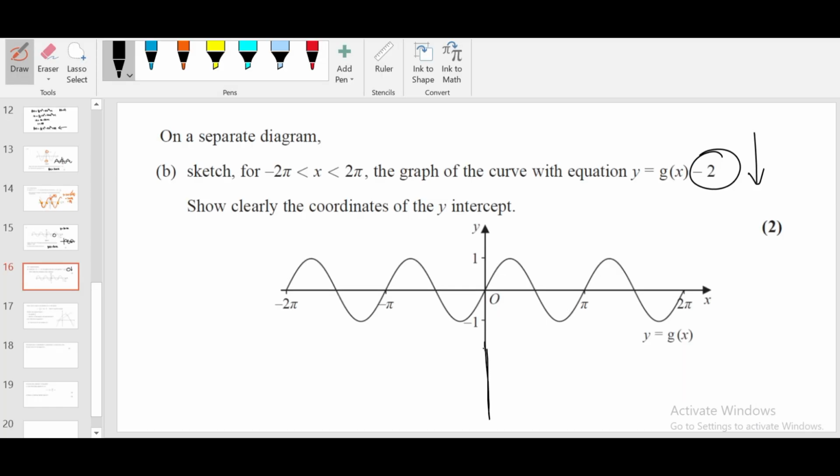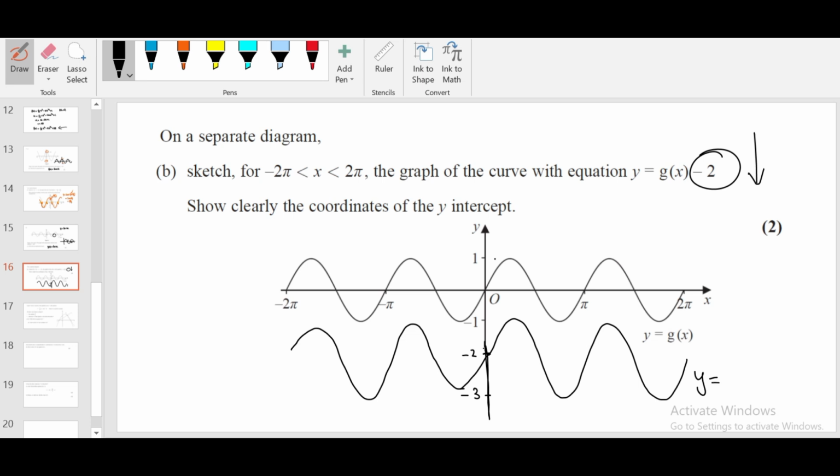So let's say this is the original graph g(x). We are going to move downwards 2 units, minus 2, minus 3. So (0, 1), the maximum point, becomes (1, minus 1). 0 becomes minus 2, minus 1 becomes minus 3. So the graph is going to start from minus 2. This would be the graph, y is equal to g(x) minus 2.